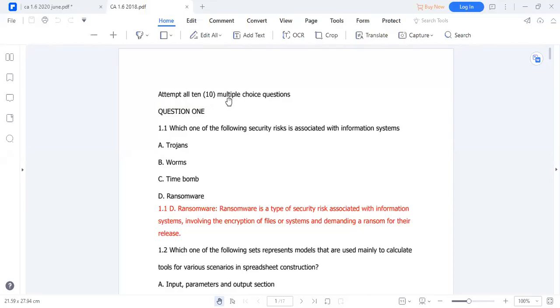Multiple choice section A. Attempt any 10 questions. Question number 1, which one of the following security risks is associated with information systems? A, Trojans, B, worms, C, time bomb, and D, ransomware.